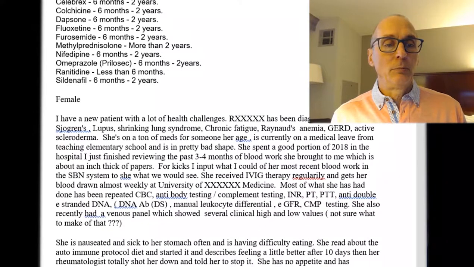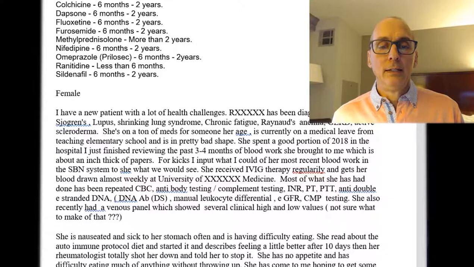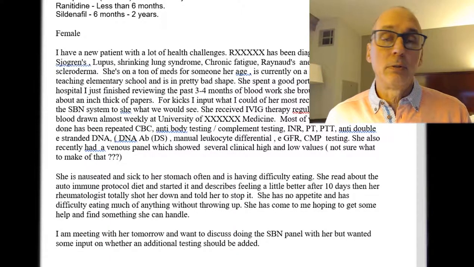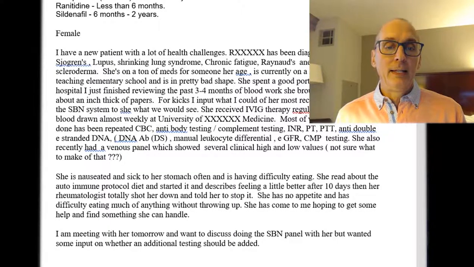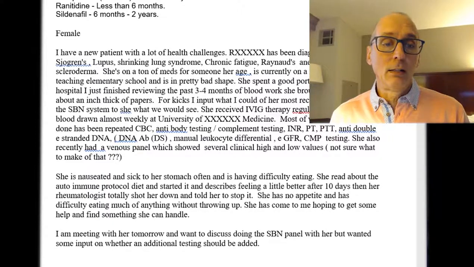And she's on medical leave from teaching and is in pretty bad shape. Spent a good portion of 2018 in the hospital. Is getting IV therapy and has done a lot of testing. She's nauseated, sick to her stomach, having difficulty eating. She read about our autoimmune diet protocol and started feeling better after just 10 days. Then a rheumatologist shot her down and told her to stop.